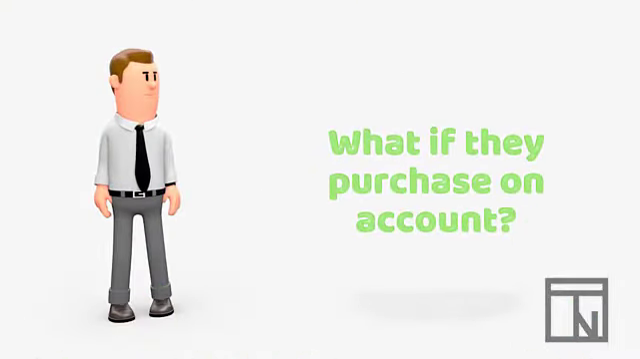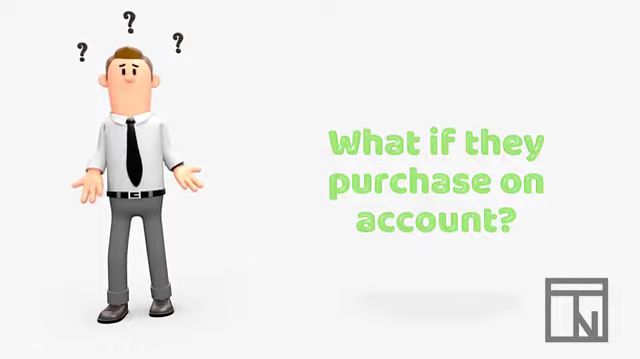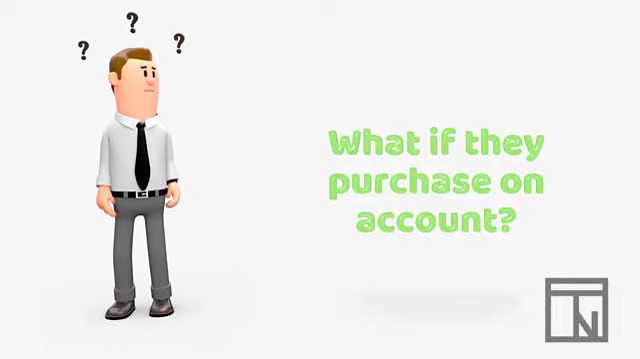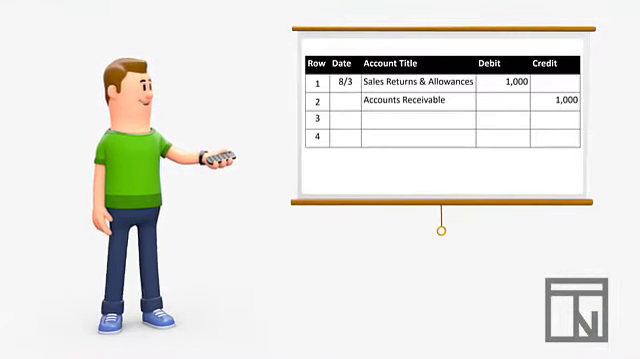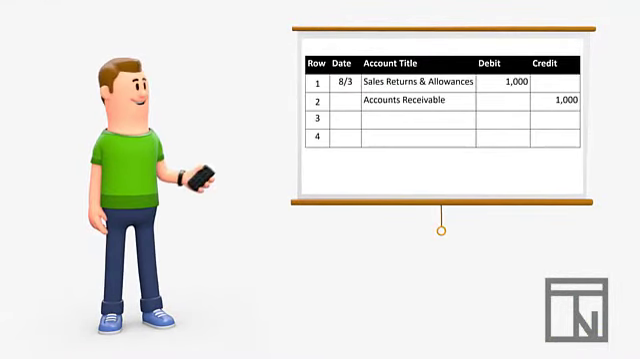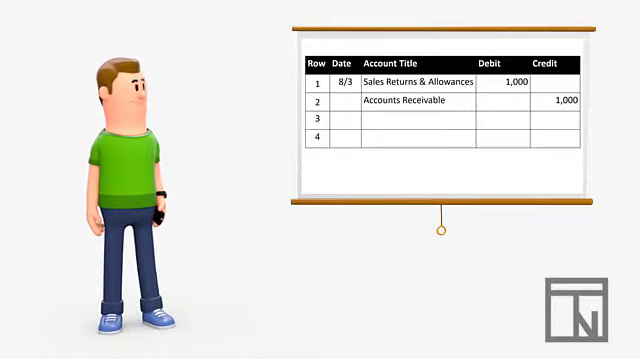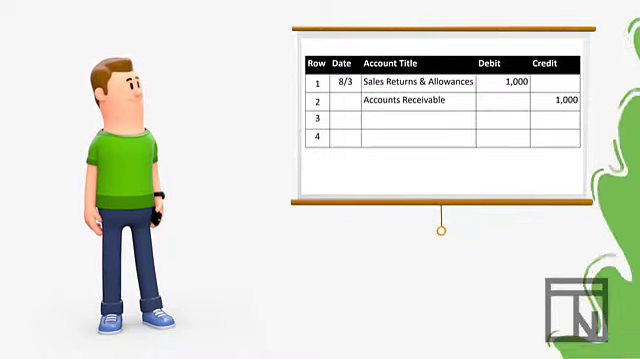Now, what if the customer ordered these products on account instead of paying for them in cash, and they haven't paid off their accounts receivable balance yet? In that case, the journal entry would be the same, but instead of crediting cash, we would credit the accounts receivable to indicate that the customer no longer needs to pay for that amount.